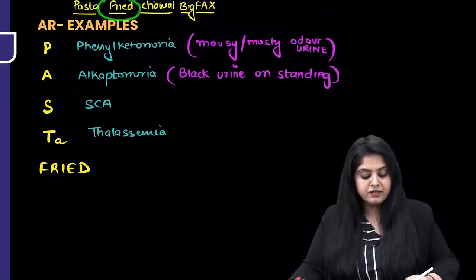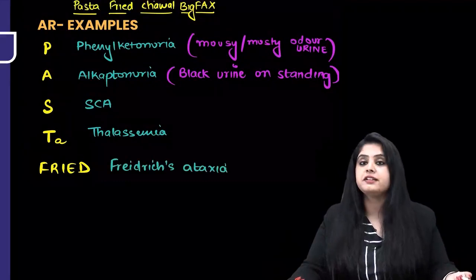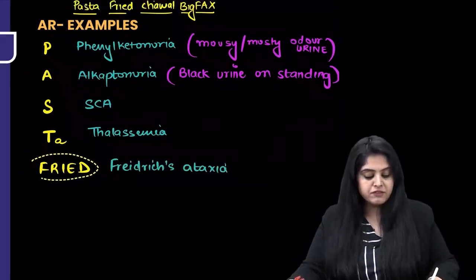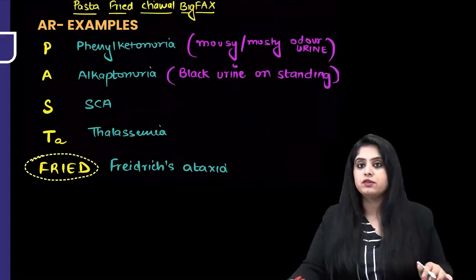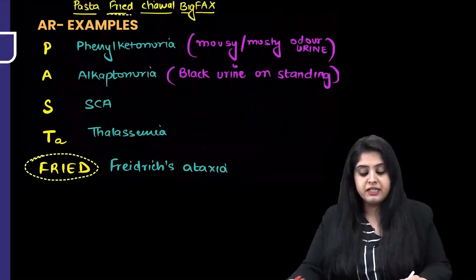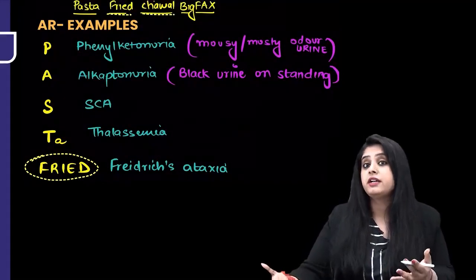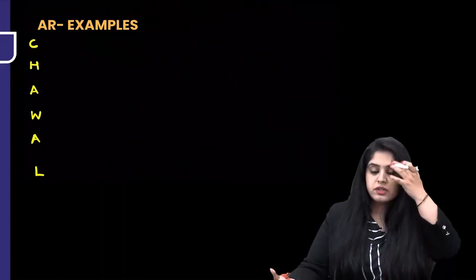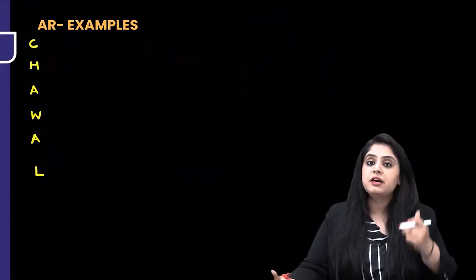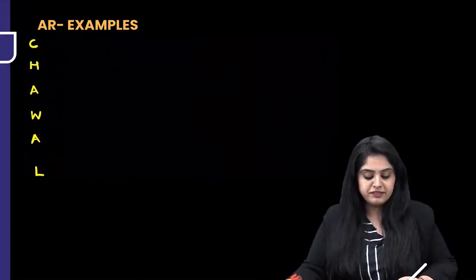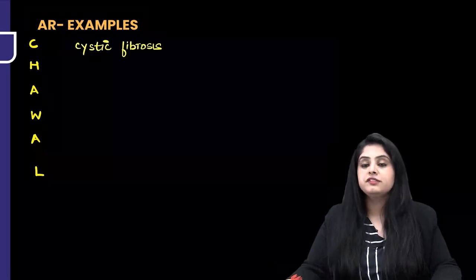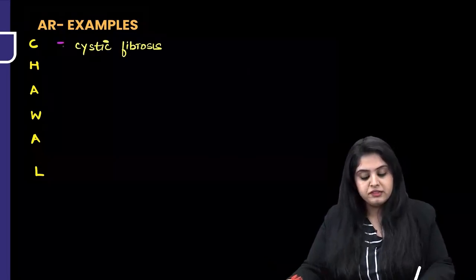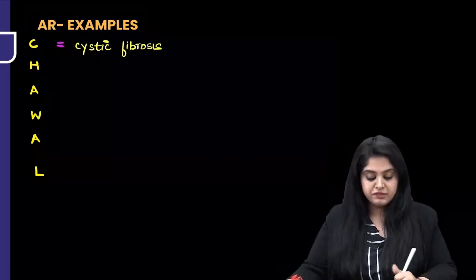What is fried? The name is only telling me Friedreich's ataxia. So the name is telling me that with fried, there must be Friedreich's ataxia. Sorted. Pasta is done. Then after fried, what are you finding? You're finding fried chawal. So that is your next order that you have to place, and that is pasta fried chawal. So what is C? C stands for cystic fibrosis. C is going to stand for cystic fibrosis.